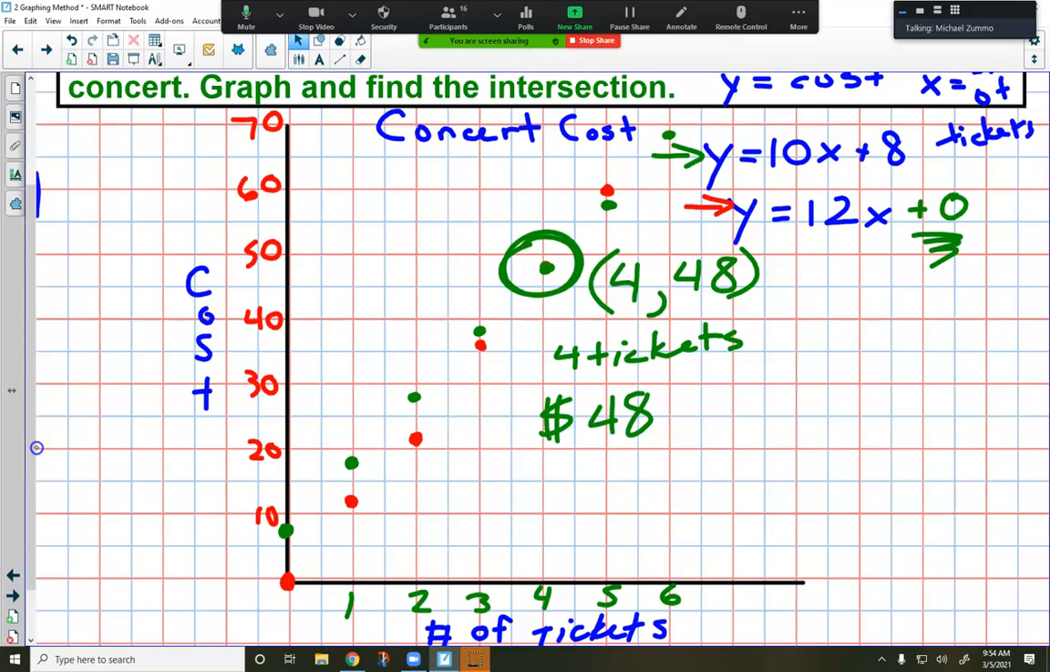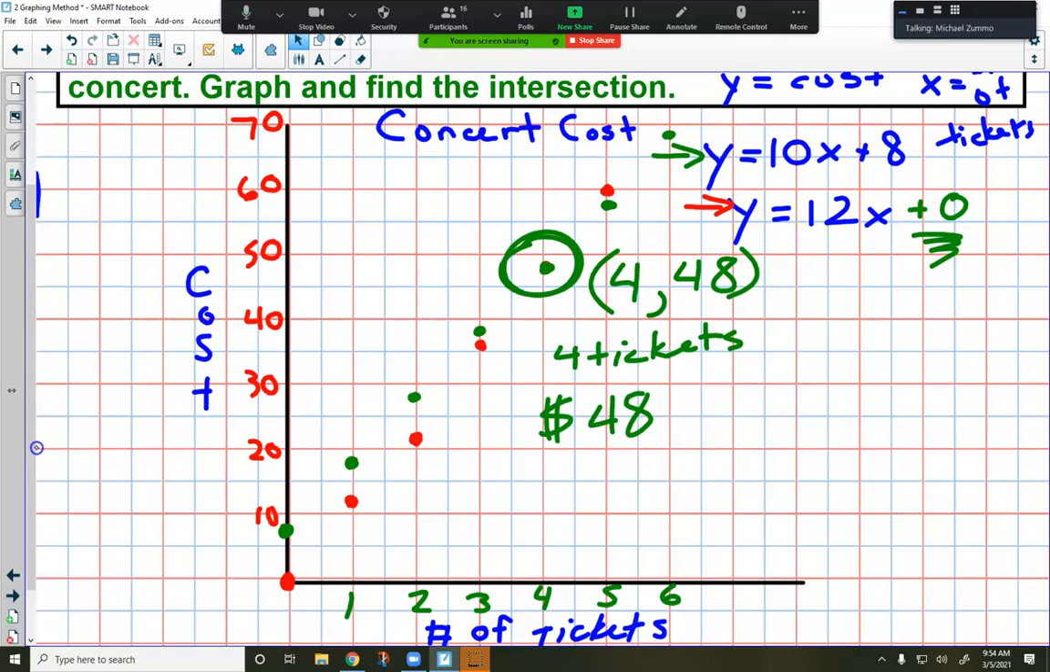Now we may want to know why this is important. Depending on how many people are going to the concert will depend on where you should buy the tickets. If 4 people are going, if you and 3 friends are going to the concert, it doesn't matter whether you buy them online or at the door. It's going to cost the same amount.